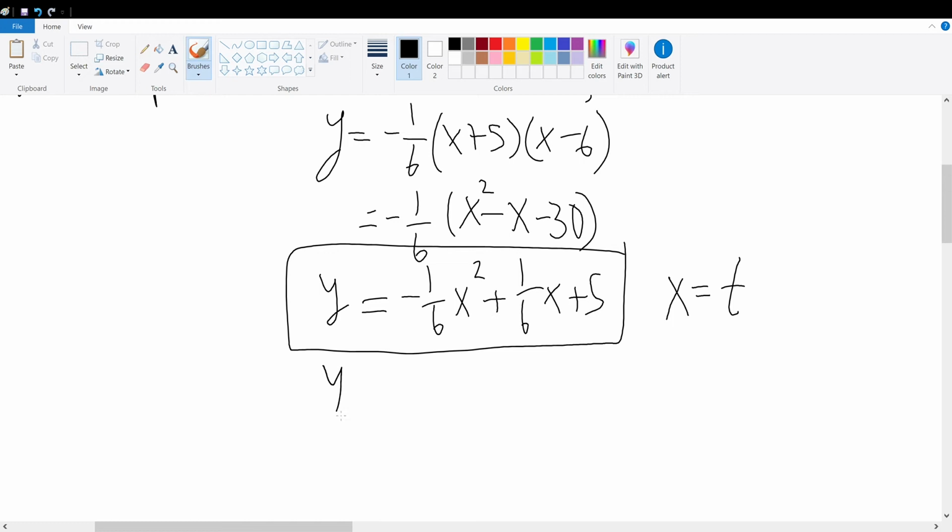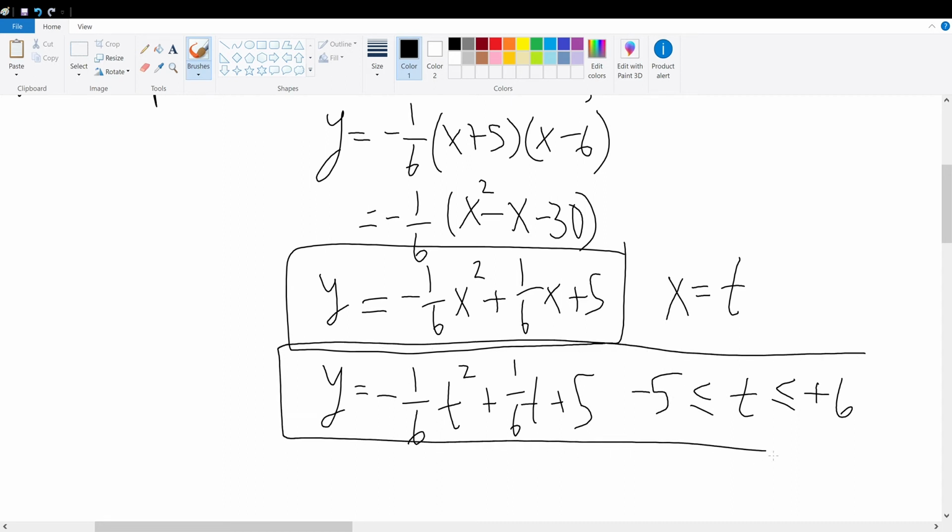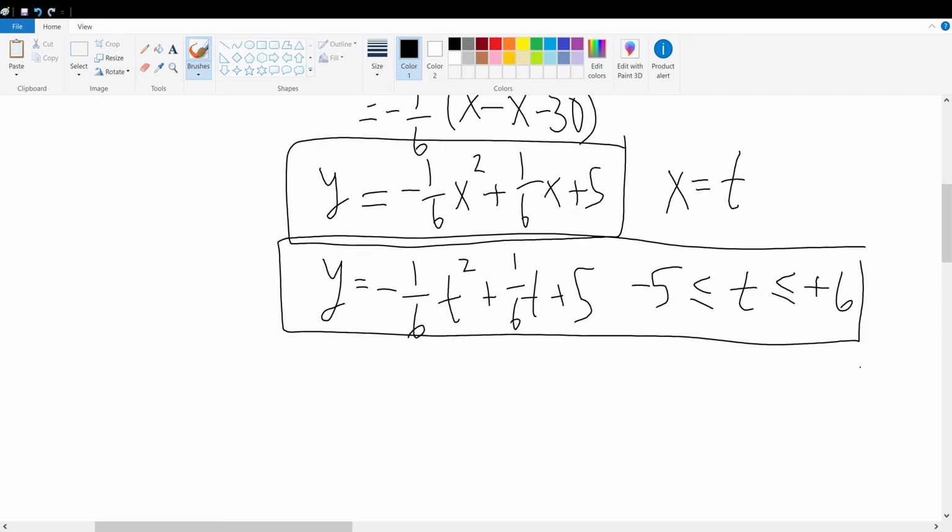Therefore, we can rewrite this function within its parameterized form as y is equal to -1/6 t squared plus 1/6 t plus 5, where the x will now become t, representing time, with t's range being between -5, the terrorist, and +6, the airport. Then we will have the parameterized equation of our missile. But this missile has a problem, and it's the t's restriction. Time cannot start at a negative value. It has to start at 0.